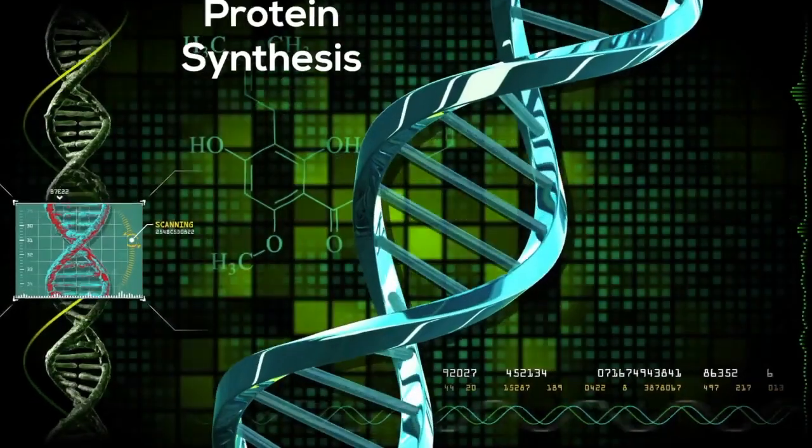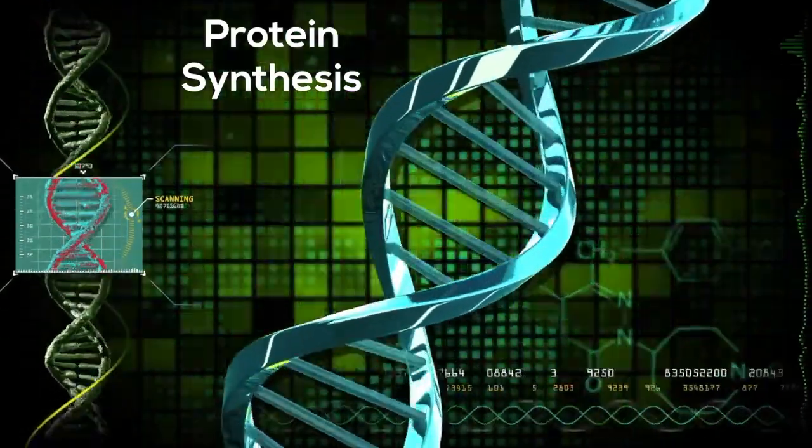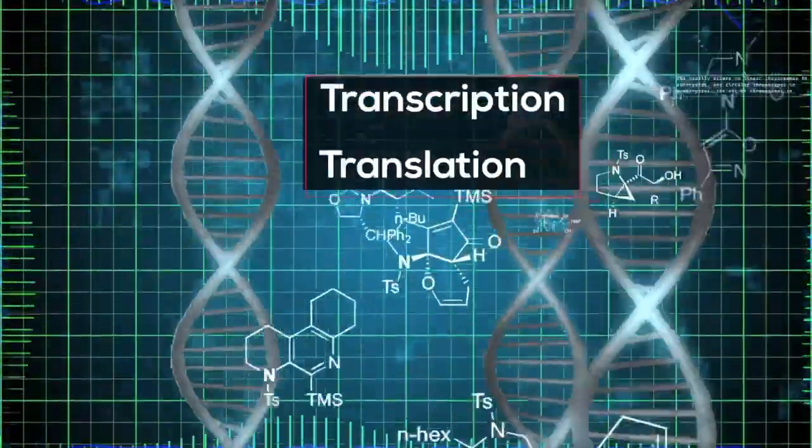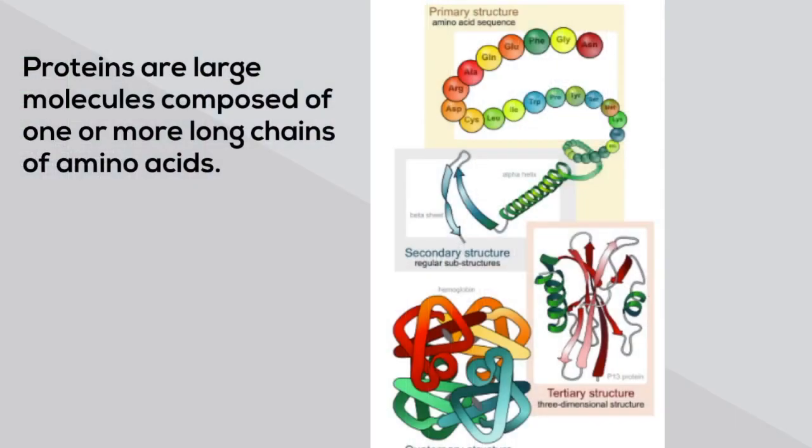In this video, I'd like to talk about how eukaryotic cells create proteins. It includes transcription and translation. So let's get started. Protein synthesis is the creation of proteins, which are large molecules composed of one or more long chains of amino acids.